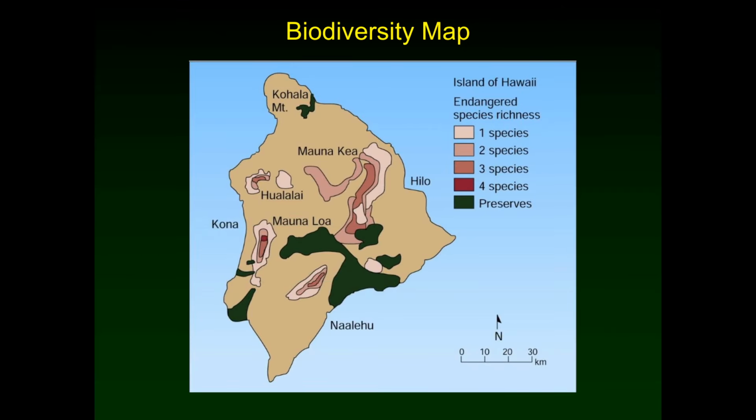So here's a map of Hawaii. And if you look at where there is a high amount of endangered species and things like that, you end up with these, and where the preservations are, or the wildlife preserves are located at.